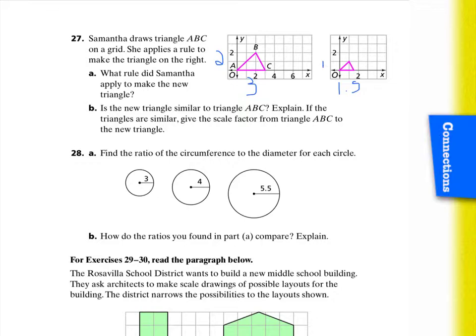So the rule that Samantha made was (0.5x, 0.5y).